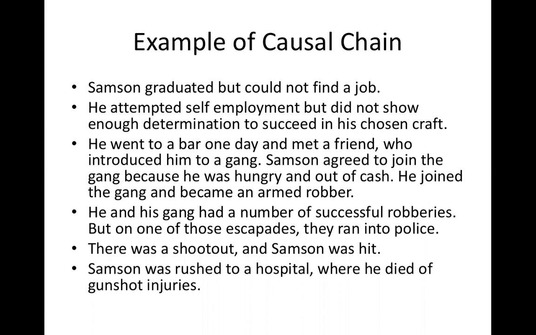There was a shootout and Samson was hit. Samson was rushed to hospital, but he died of gunshot injuries. So you can see a chain of causes, one leading to another, from lack of self-employment to a bad self-employment, from a bad self-employment which was characterized by hunger and no cash, to joining a gang, from joining a gang eventually to having a confrontation with the police. And that confrontation cost Samson's death. So that's an example of a causal chain.